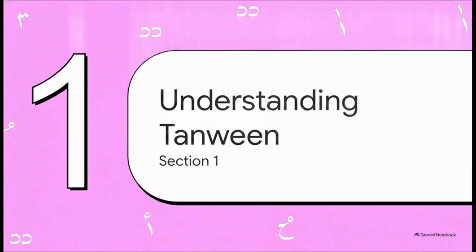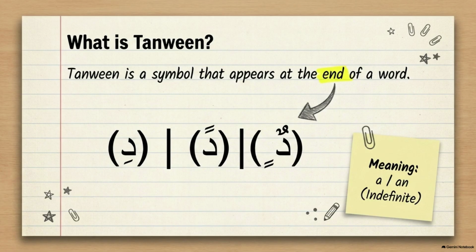Section 1. Understanding the tanween. Okay, what is tanween? Basically, it's a symbol that appears at the very end of an Arabic word. Notice those little double lines over the letters right in the center? That's our tanween. But what does it actually do grammatically? Look at the yellow sticky note. It gives the word the meaning of a or an. It makes a word indefinite, meaning you're talking about just a book or a house, not a specific one. Let that sink in for just a second. Tanween equals a or an, and it makes the word indefinite.